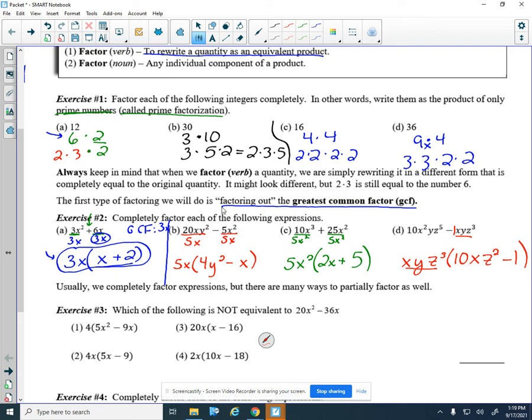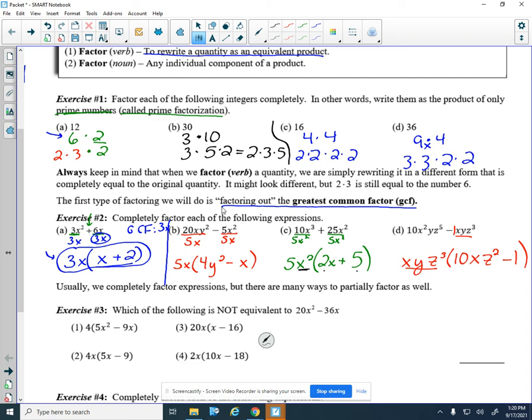So looking at the next one, it says usually we completely factor expressions, right? I didn't just look for a common factor on that section. I looked for a greatest common factor, the biggest thing I could take out. So for example here, I could have just taken out the x squared and left the 5 in here and had a 10 and a 25, but that wouldn't be completely factored.